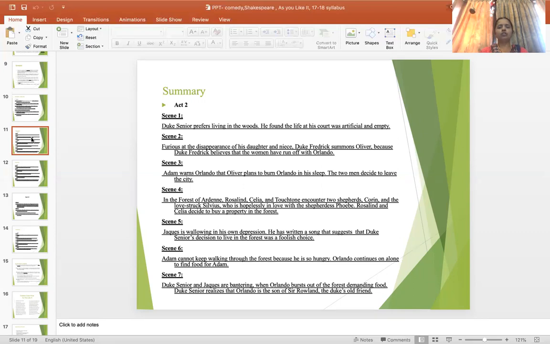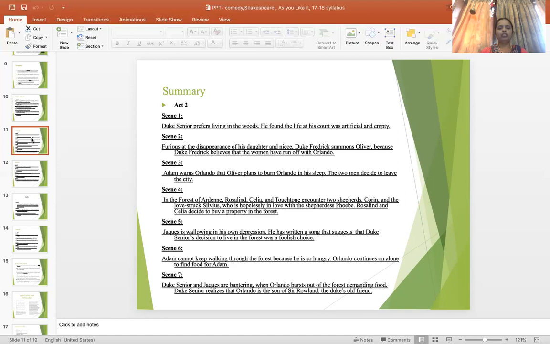Adam warns Orlando that Oliver plans to burn Orlando in his sleep, and the two men decide to leave the city. In the fourth scene, in the Forest of Arden, Rosalind, Celia, and Touchstone encounter two shepherds, Corin and the love-struck Silvius, who is hopelessly in love with the shepherdess Phoebe. Rosalind and Celia decide to buy a property in the forest of Arden.